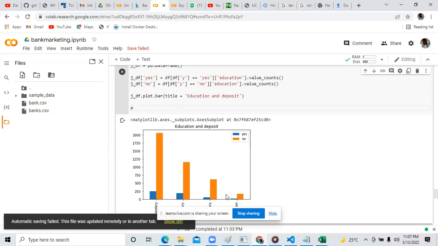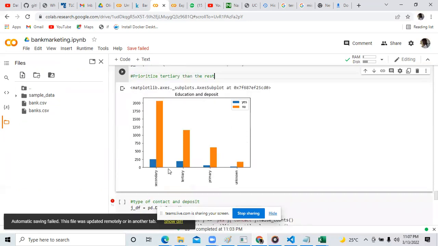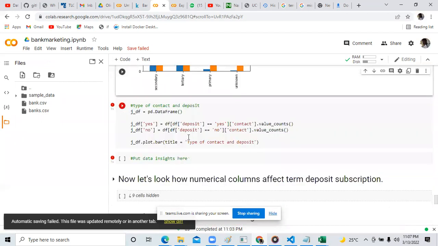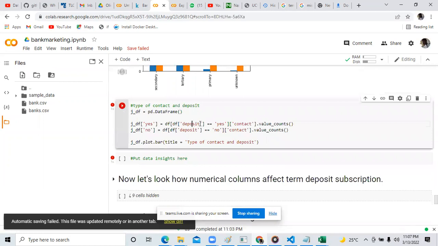So here now we have prioritize tertiary than the rest. Depending on their marketing budget, they could prioritize tertiary and secondary, but for this, we want to prioritize tertiary, right? So that's our insights for here. Also, let's look at the deposits. I don't have this much time, but let's see if we can rush it. Let's look at contacts.